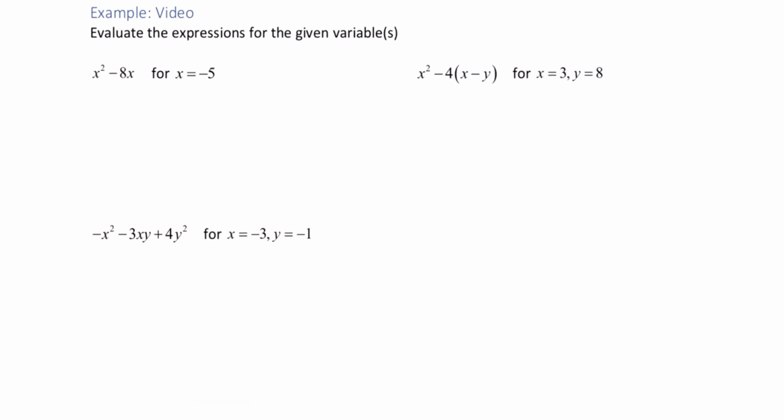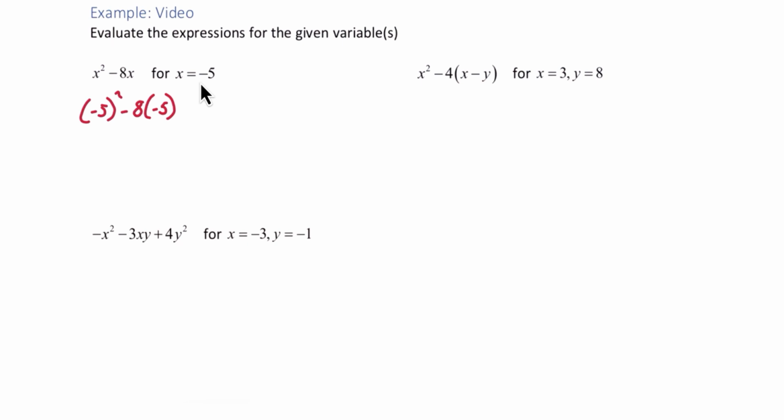In this video, we'll look at how to evaluate algebraic expressions for given variables. In our first example, we have x squared minus 8x, and we're told that x is negative 5. We want to replace all of the x's with negative 5. So we'll make a substitution. Everywhere you see an x, replace the x with negative 5.